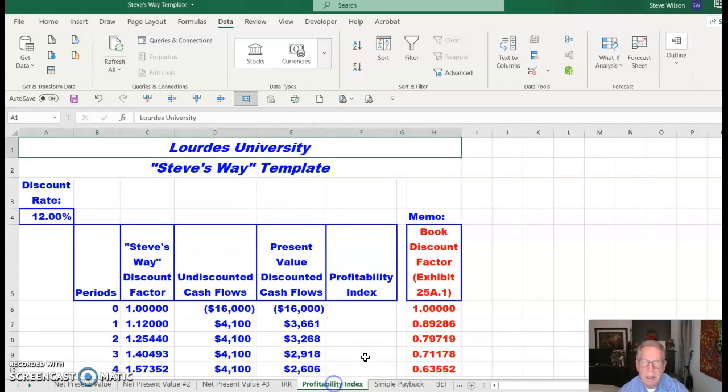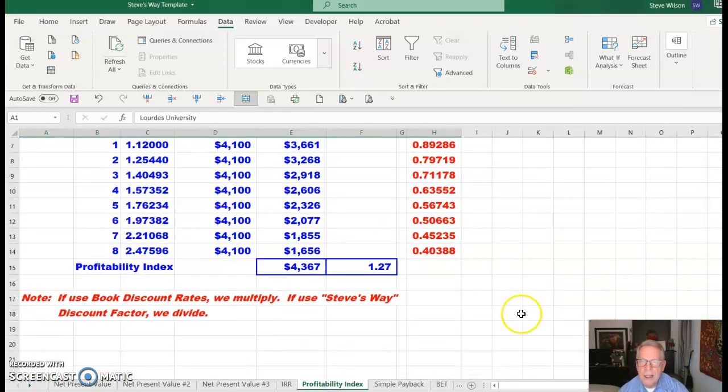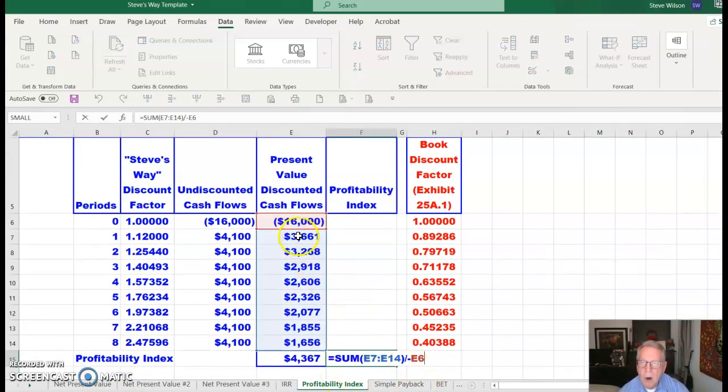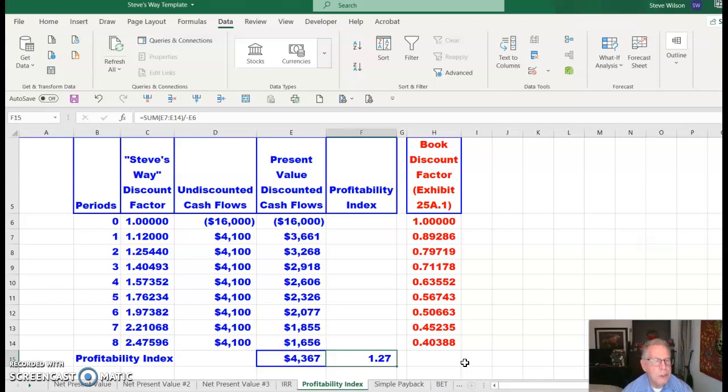And so if I go to Profitability Index here, I'm going to take all this positive cash, discounted cash in, and divide it by 16,000. Notice it's a positive 16,000, so you can see that I've used a minus sign here to calculate that. And it's 1.27. So for Profitability Index, we're going to say anything 1 or greater than 1, I should say, is a go project. And this project is a go project because it's 1.27.